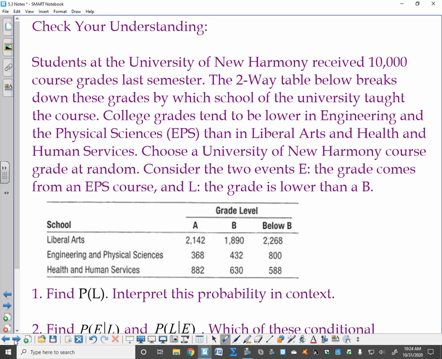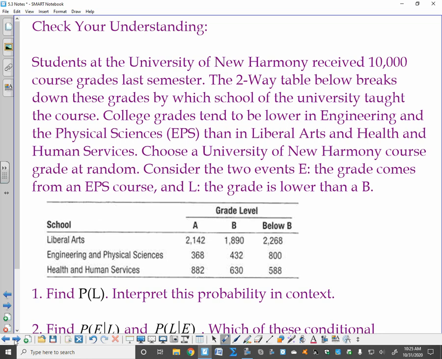Okay, check your understanding. Students at the University of New Harmony received 10,000 course grades last semester. The two-way table below breaks down those grades by which school of the university taught the course. So in colleges, there are different schools. Like at Carolina, there was a school of education, there's a school of journalism, there's a school of business. So most of the time you go for 2 years and take your general education classes, and then you have to apply to the school that you want to get into. All schools aren't like that, but some are. So that's what this is talking about.